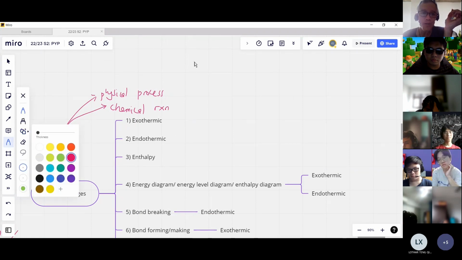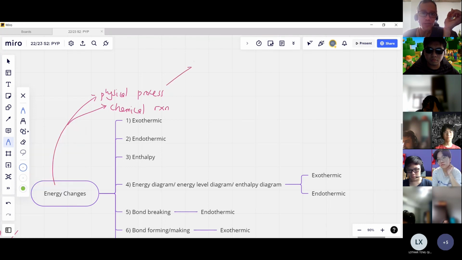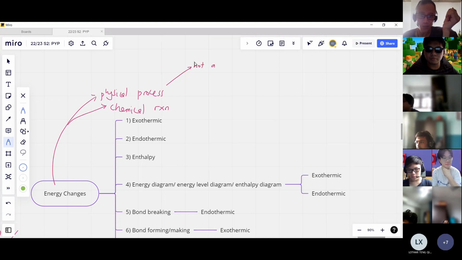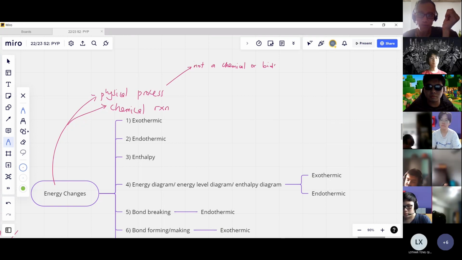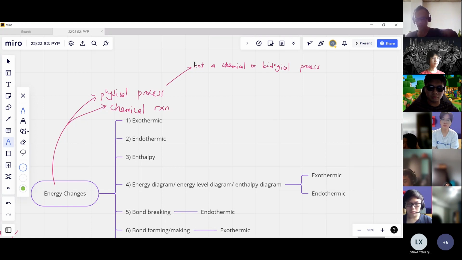Come guys, let's be very clear, even though we have kind of touched on this last term. A physical process, if you make it sound very lame, is basically not a chemical reaction or a biological reaction. So that means there's no chemistry involved, no biochemistry involved. Yeah, I know it sounds kind of lame as a definition, but that should make it quite easy to digest.